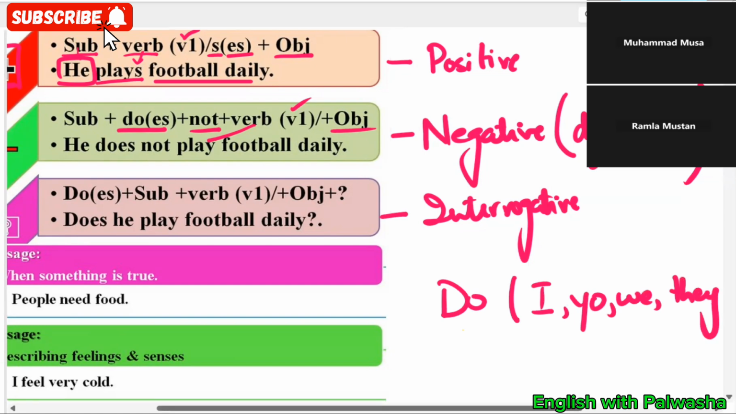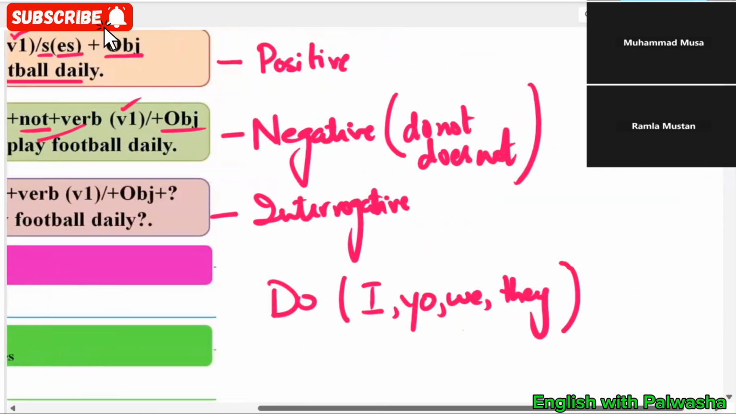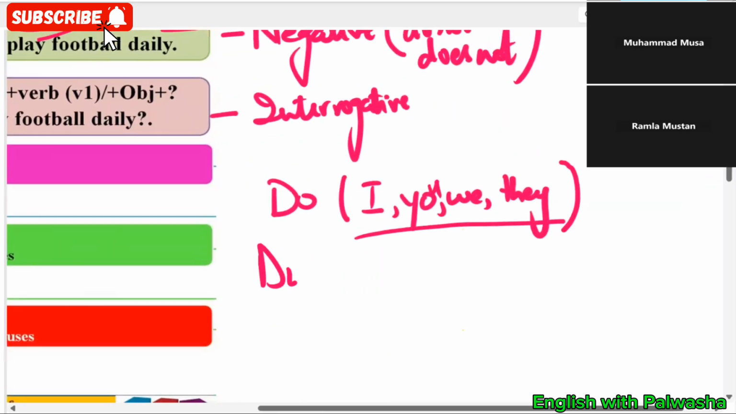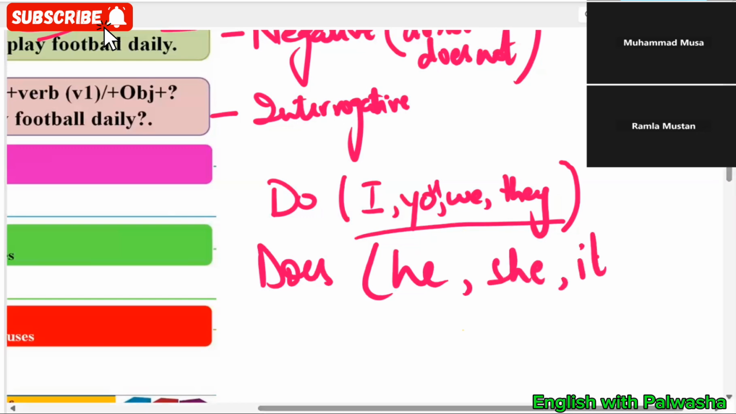We will be using do with the subjects I, you, we, and they. With all these four subjects, we will be using do. Clear? And we will be using does with he, she, and it.